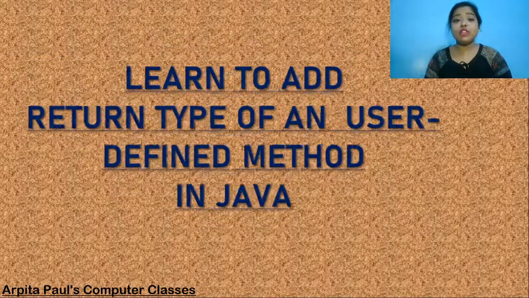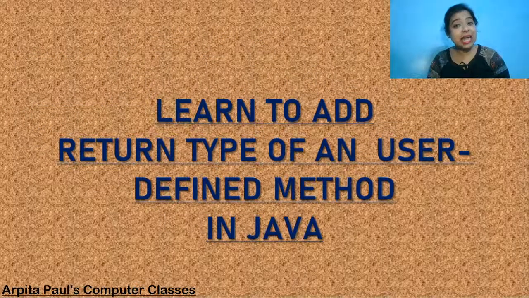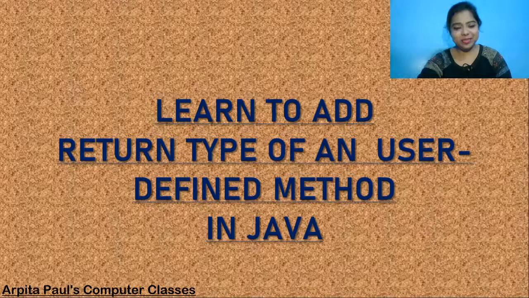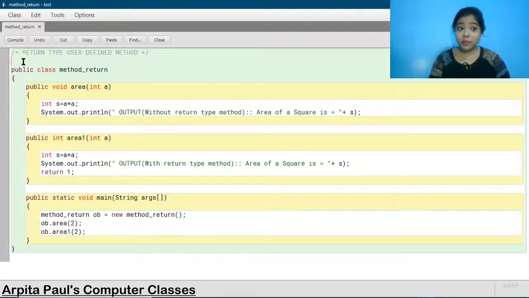And today I will teach you how you can add return type in your own method. Okay, so let's move on to the writing part. So you can see the program here, return type user defined method. Here in this program I have added two methods. One is without return type and another is with return type, just to show you what is the difference between these two methods. Okay, so let me explain how to write it.